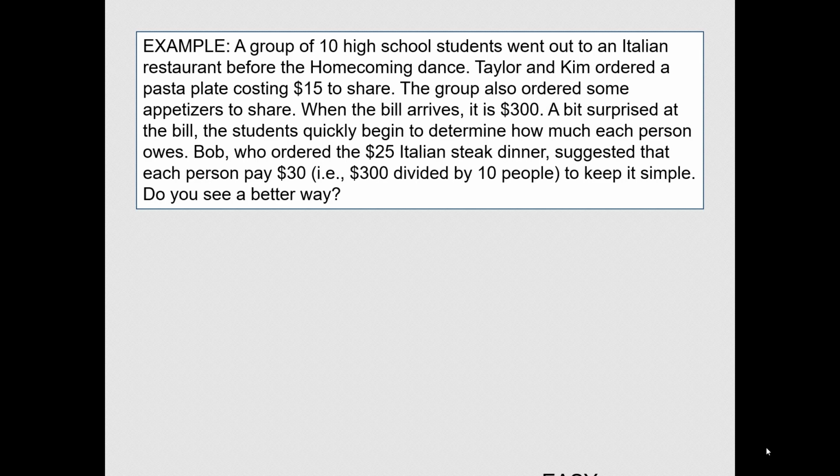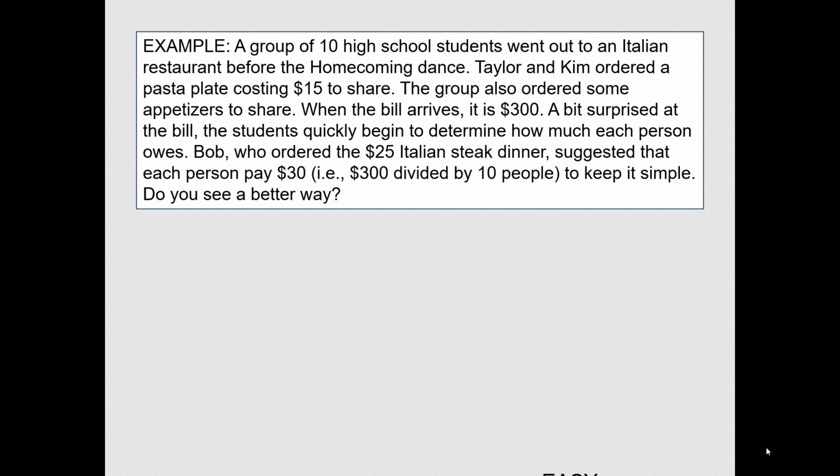Now, I was the mom that got to drive from the restaurant to the dance, and I was in the car with Taylor and Kim. The names have been disguised to protect the innocent. Bob was not there to protect himself or defend himself. And I did hear about how unfair they thought that cost allocation method would be because of the entree that they had ordered cost $15 and Bob had ordered a $30 entree.